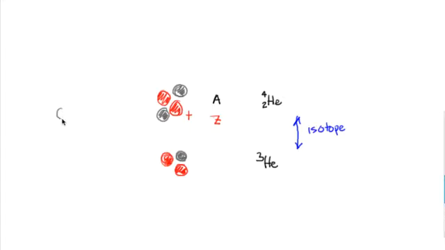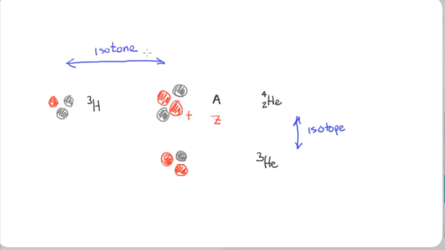So in addition, we could have an element that has the same number of neutrons, but 1 less proton. The example here is a form of hydrogen, which we read as hydrogen-3. It's also known as tritium. So these two elements are called isotones, the same number of neutrons.